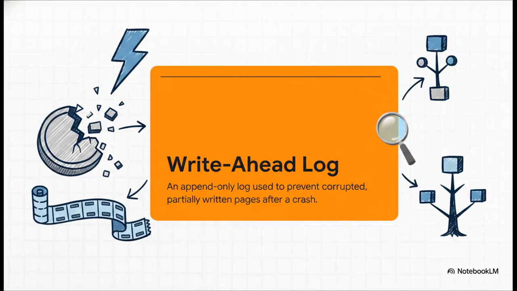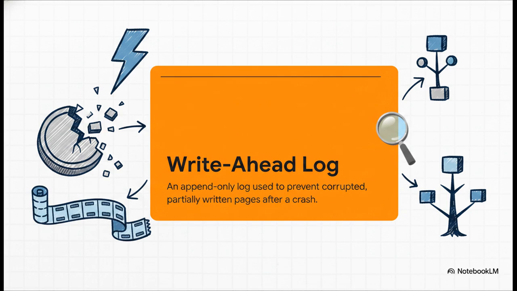Now, overwriting a page in place on a disk is inherently dangerous. If the database crashes or loses power exactly in the middle of a physical disk overwrite, you are left with a corrupted, partially written file. In the industry, we call this a torn page. Your database is suddenly broken.